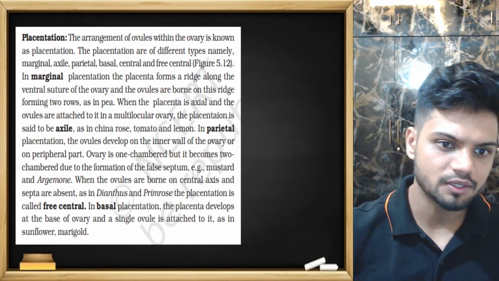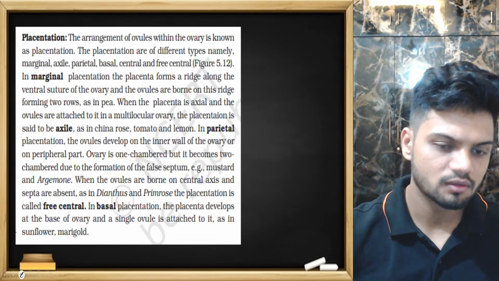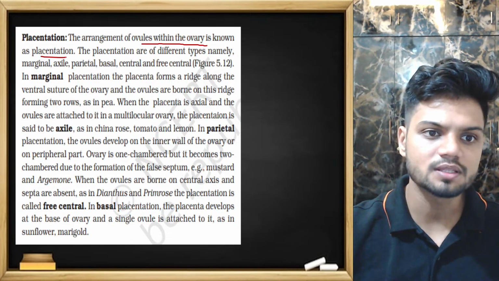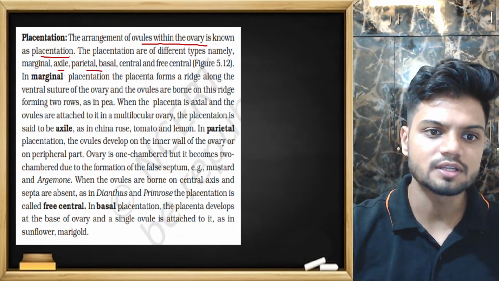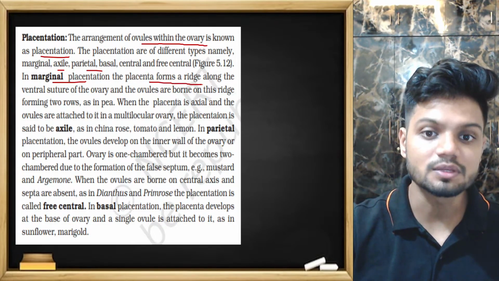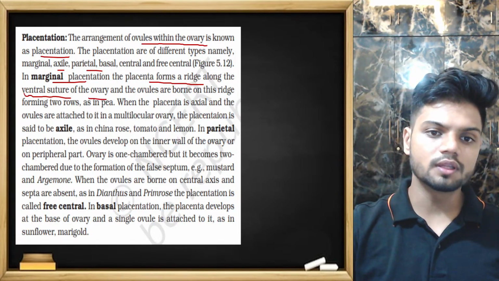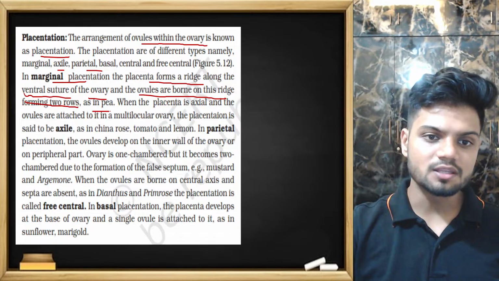See, placentation. What is the meaning of placentation, students? Very simple. Arrangement of ovules within the ovary is known as placentation. The placenta are different types, namely marginal, axial, parietal, free central. Marginal placentation: placenta forms a ridge along the ventral suture. All of you remember the ventral suture of the ovary, and ovules are born in this ridge, forming two rows, as in pea plant.